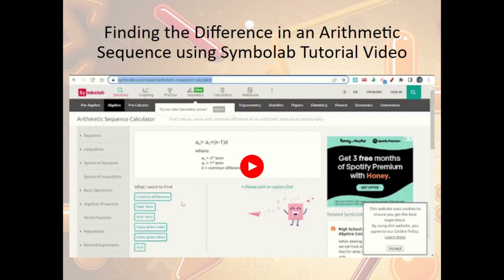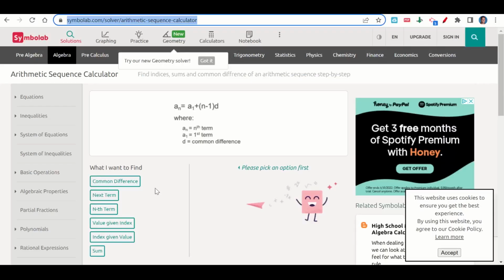There's a video here that shows you how to find the common difference for an arithmetic sequence using Symbolab. So you can watch that video. Let's take a look now at how we can find a common difference from an arithmetic sequence.